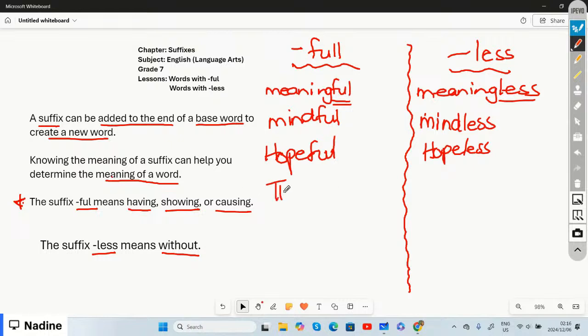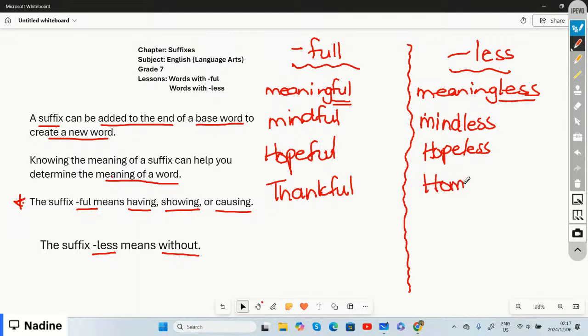Thankful. Here we have the word thankful. Somebody did something for you, now you are showing you're thankful to that person, you're grateful to that person, showing gratitude and thanks, or having lots of gratitude, showing thankfulness. But without that, it means you don't have a care.